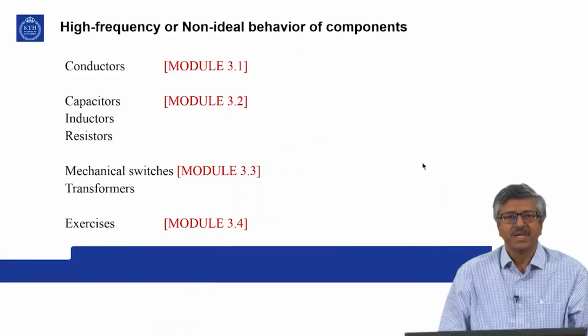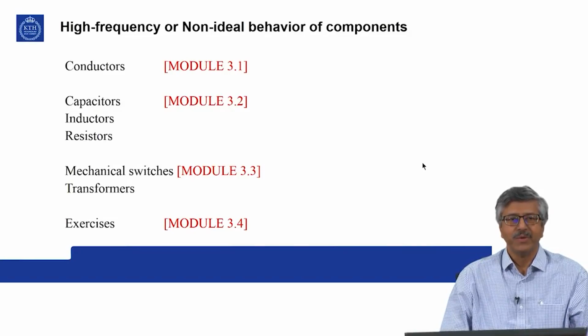Welcome back again. Now we enter into chapter 3, high frequency behavior of electrical components. This chapter is divided into 4 modules. First we will look into the behavior of conductors, plain conductors in the form of wires, or it can be of different cross sections, round wire or rectangular wire, it does not matter what it is, or it can be plain sheets.